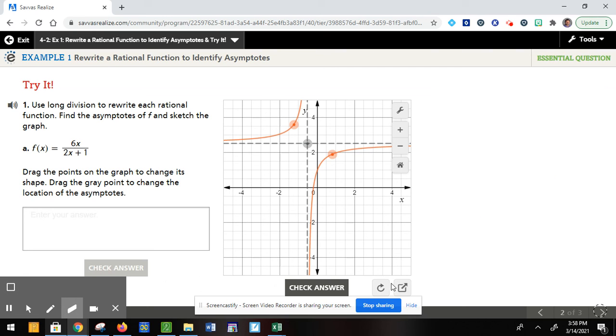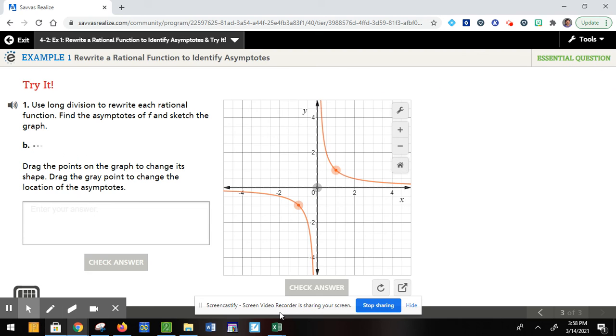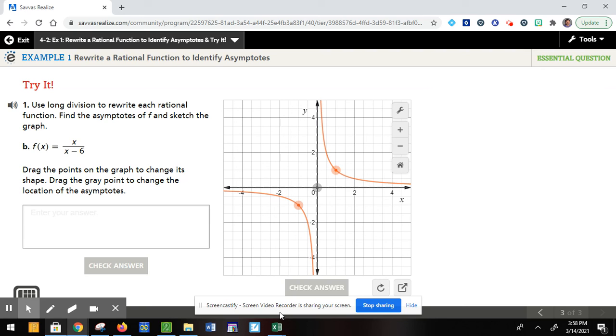All right. One more example. This one I want you to try. So I'm going to pause it. Again, you work it out, you graph it the way you think, and then we can compare.